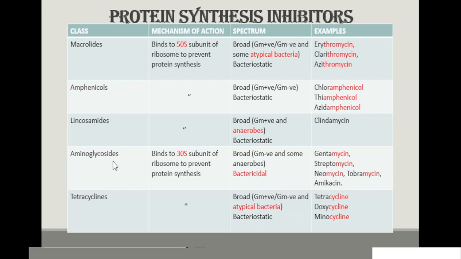Then the next one is aminoglycoside over here. So aminoglycoside binds to 30S, unlike the first three. It's normally against gram negatives and some anaerobes. I made mention earlier that they are the only bactericidal among protein synthesis inhibitors. Most of their names end in mycin. So you have gentamicin, streptomycin, neomycin, tobramycin, except amikacin over here, which does not end in mycin.